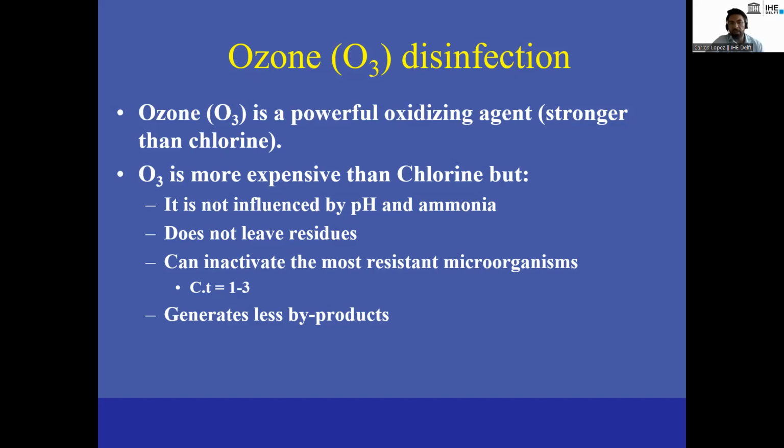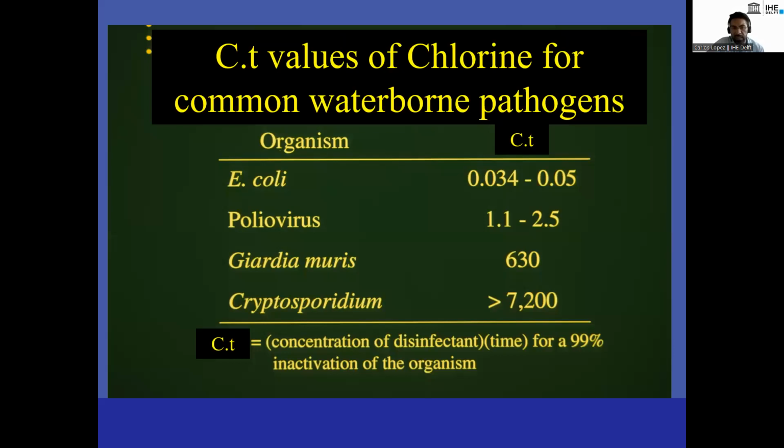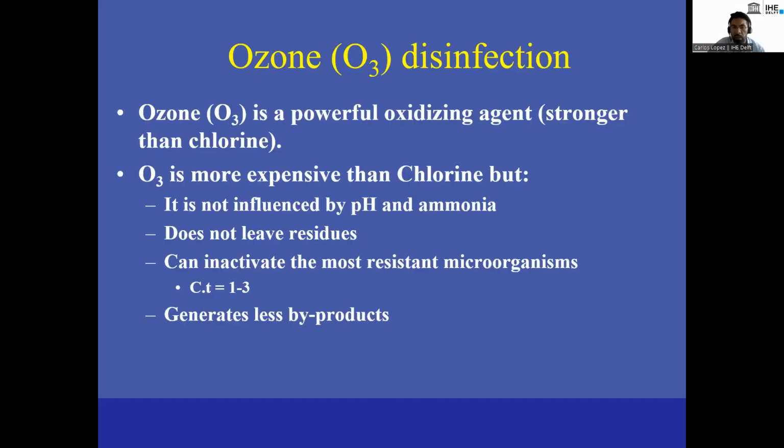Because it is much more powerful, for most of the microorganisms, even the most resistant microorganisms, it can have a CT factor of 1 to 3. If we look at the values that are required, for example, in the case of Cryptosporidium, we need to have a CT value of more than 7,200 when we are adding chlorine. Whereas when we're using ozone, the CT value can be only between 1 to 2, 3. So that helps in having a much more efficient disinfection process.